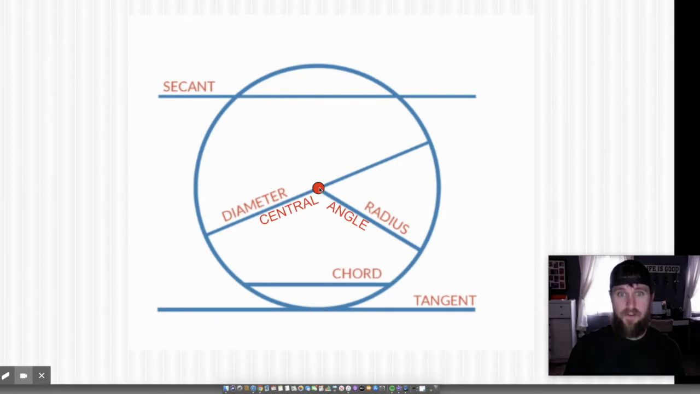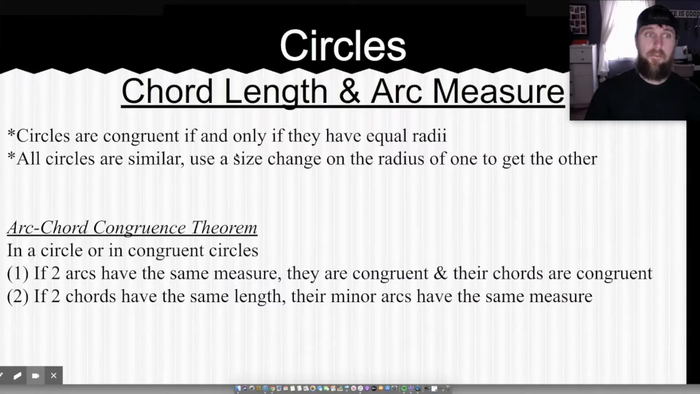So we have the center of the circle right here. Any angle that has its vertex at the center is called a central angle. Circles are congruent if they have the same radii. They can be in a different location, but with the same radius. That's the only thing you really need for a circle, the radius. If you're going to talk about where it's located, you would also need to know its center. All circles are actually similar to each other. You can use a size change to get the exact same radius.